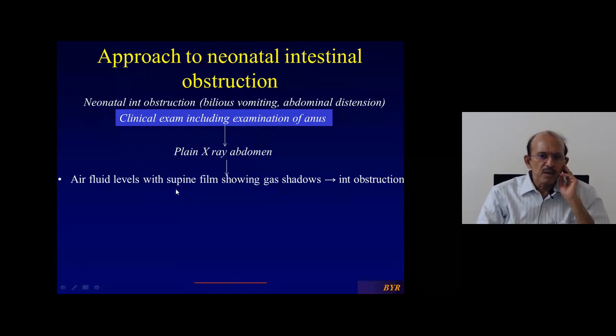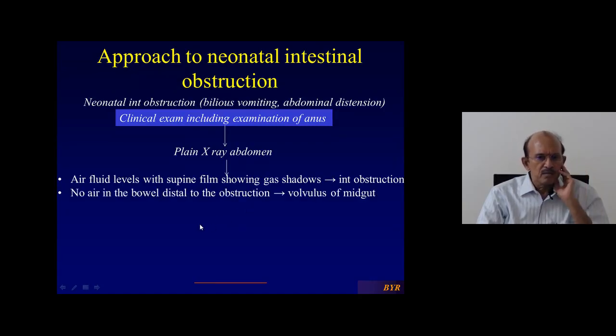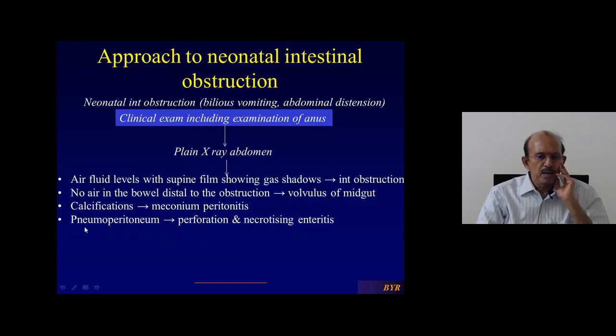Air fluid levels with supine film showing gas shadows means it is intestinal obstruction. So bilious vomiting patient, if you do X-ray abdomen, if you see air fluid levels, means it is a case of intestinal obstruction. If there is no air at all, it can be due to volvulus of the midgut. If there are calcifications, that means it is meconium peritonitis. If there is pneumoperitoneum, it is due to necrotizing enterocolitis. If it is pneumatosis intestinalis, again it is due to necrotizing enterocolitis.